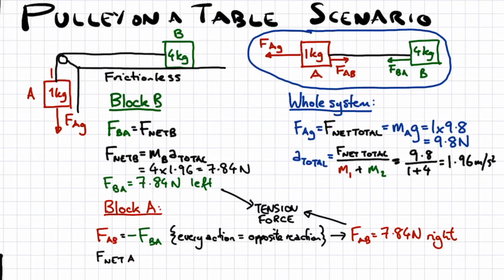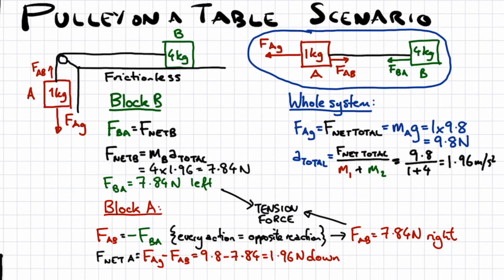So another thing we might need to work out in this particular question is the net force on A. Now, A is the only scenario where there's more than one force acting. This is the gravity force, which is downwards, and also the force on A due to B, which is up.